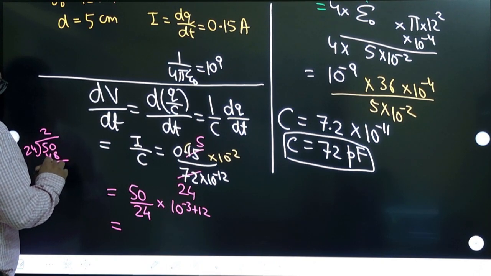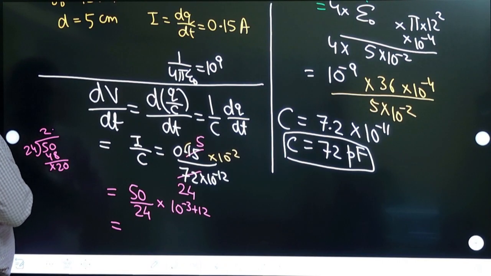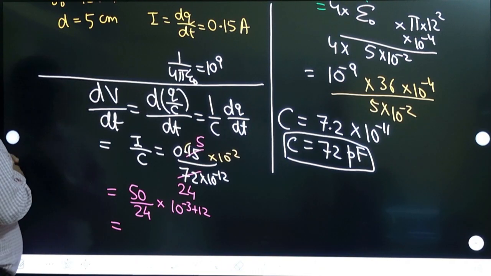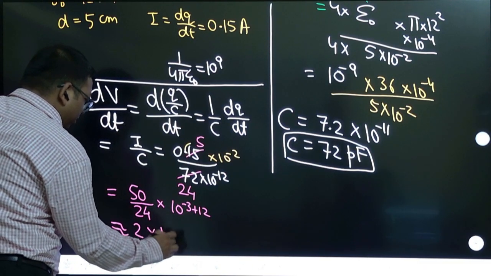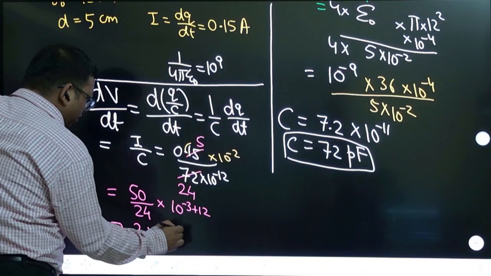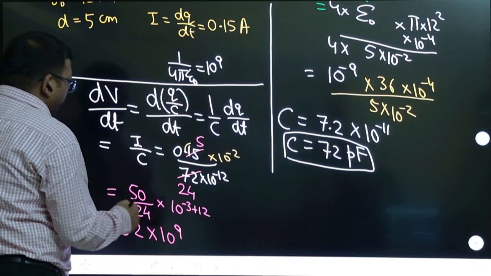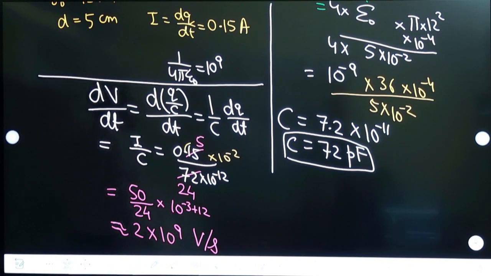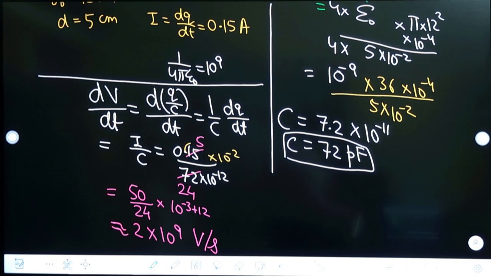48 will come, and this 2 will come, 0.0. I think, yeah, approximately 2, let us take. 2.0 something will come. So let's take approximately equal to 2, and this is 10 to the power how much? 9, correct? 12 minus 3, 9, correct? This is volt per second. Rate at which voltage is changing. Clear? Approximately. Clear? Anyone any doubt?